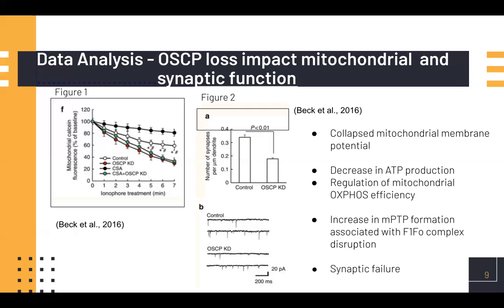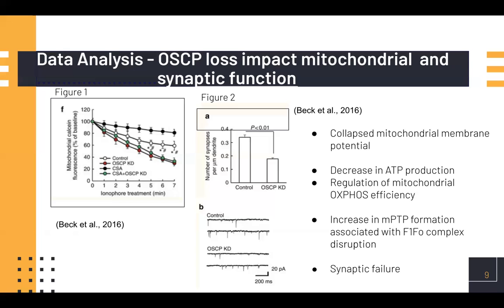Another observation they made while trying to observe the OSCP stabilization of the F1F0 complex is that they discovered an increase in MPTP formation is closely associated with F1F0 complex disruption. This informs us of how OSCP losing function triggers the MPTP opening.